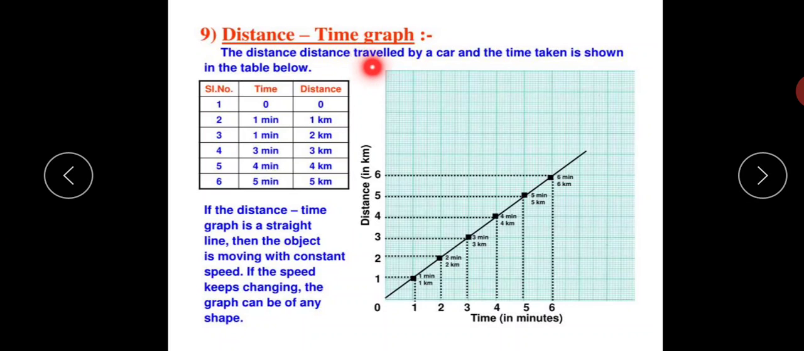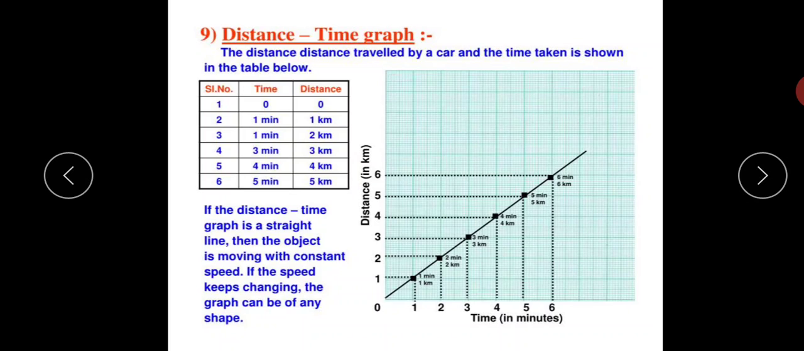So the distance traveled by a car and the time taken is shown in the table below. These are the times taken by the car, that is 0, 1, 2, 3, 4, 5 minutes, and the distance covered, that is 0, 1, 2, 3, 4, 5 kilometers. So how to plot a graph seeing this table?